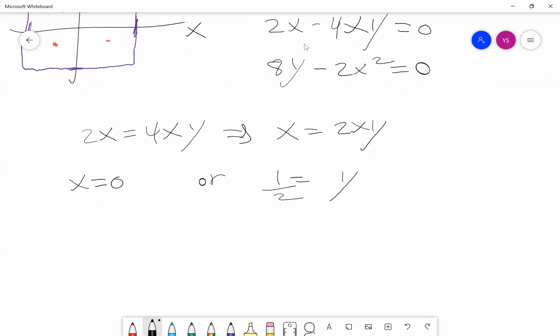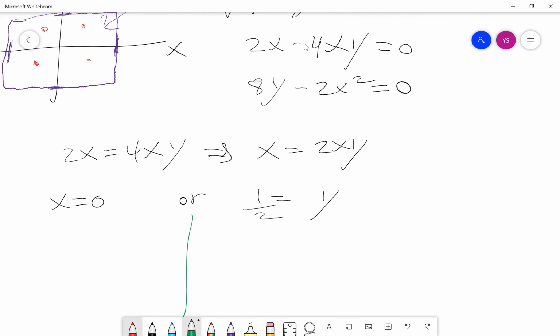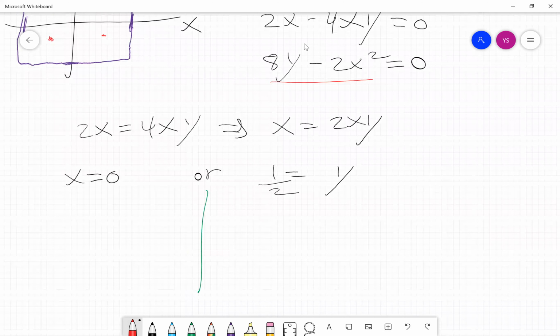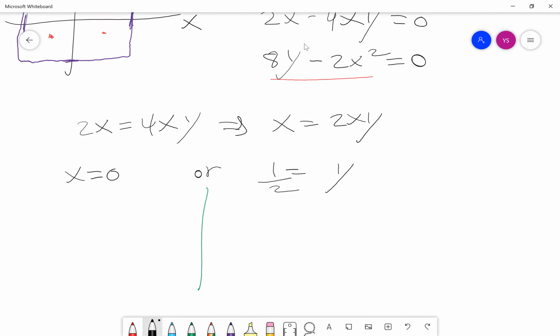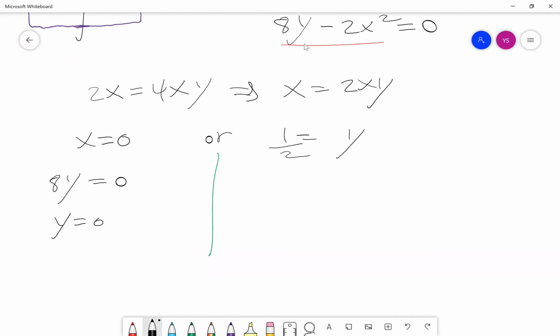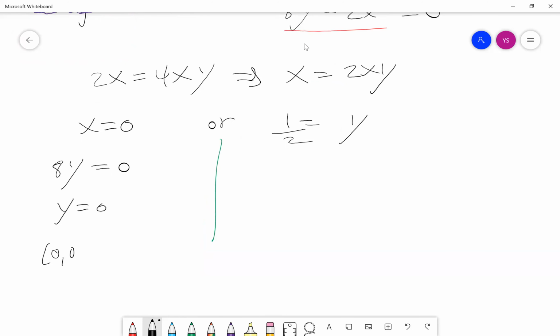Okay, let's go case by case now. If my x is equal to 0, using my second equation, I can plug in x is equal to 0 into my second equation, and I get 8y is equal to 0. So that tells me y is equal to 0. So that's the first thing that we got. We knew that the point (0, 0) is a critical point. Our first critical point is (0, 0).